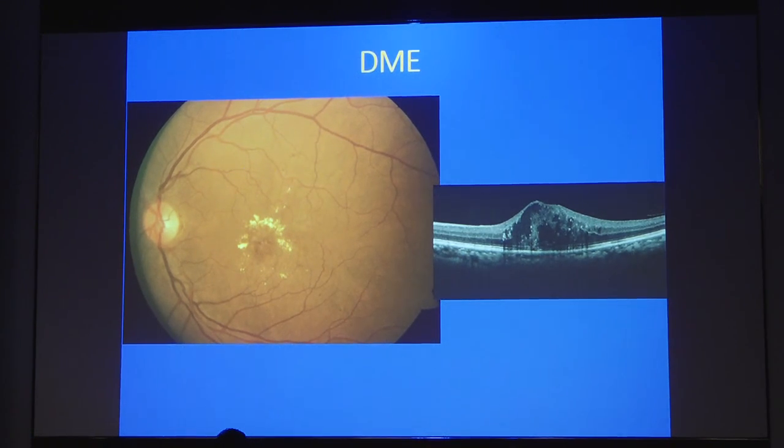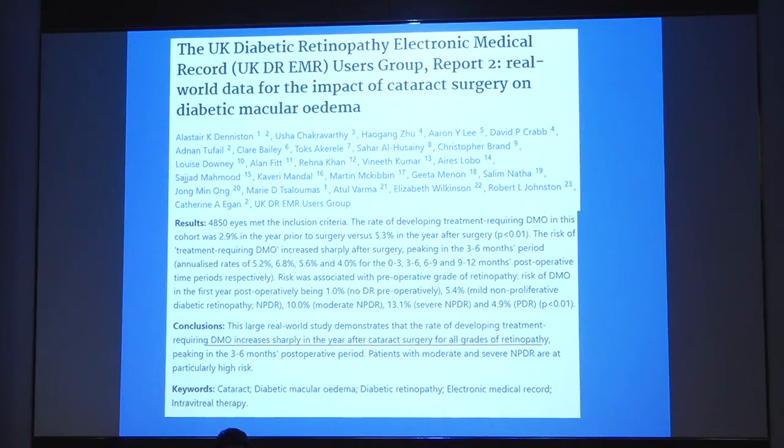This is one patient who had a mature cataract, and after doing the cataract surgery, we are seeing a large circinate retinopathy and a large cystoid macular edema picture. The UK diabetic retinopathy study has shown that after cataract surgery, if the patient has severe NPDR, there is a high chance of developing diabetic macular edema in 3 to 6 months.